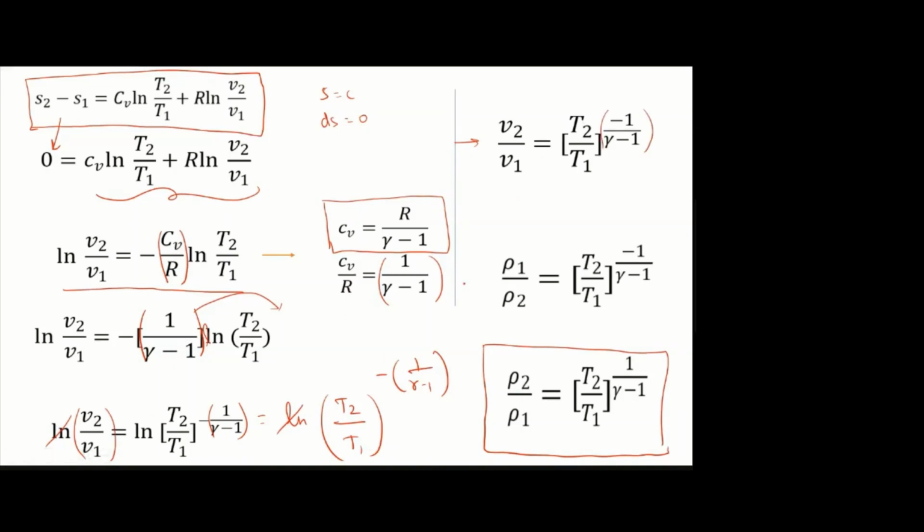Then I know specific volume means 1 divided by density. Substituting, you will get rho 1 by rho 2 is equal to T2 by T1 power minus 1 divided by gamma minus 1. But in the gas table, everywhere they use rho 2 by rho 1, so simply the inverse. If you take 1 divided by these two terms, you will get rho 2 by rho 1 is equal to this one. If you take it to the numerator, that minus sign will get cancelled, so it will be T2 by T1 power 1 divided by gamma minus 1. Is that clear?